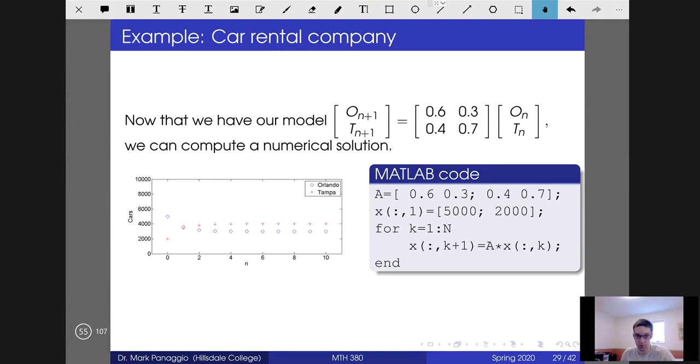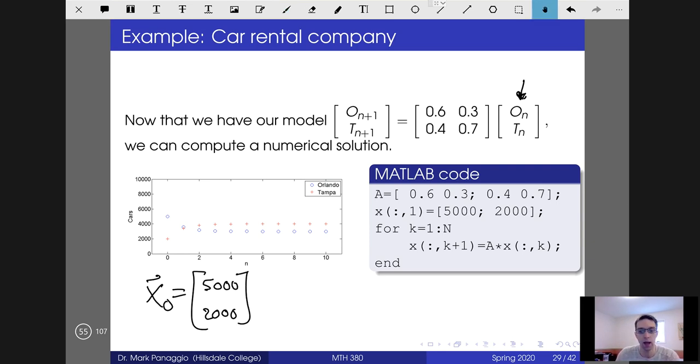All right, so we've got our model. How can we simulate this with the help of a computer? Well, to start off, we need two pieces of information. We need the update formula, and we need the initial state. You can't figure out how many cars there are going to be in the future if we don't actually know the state at the present time. So we'll need to specify our initial condition. In this case, I'm going to assume that we have 5,000 cars in Orlando and 2,000 in Tampa.